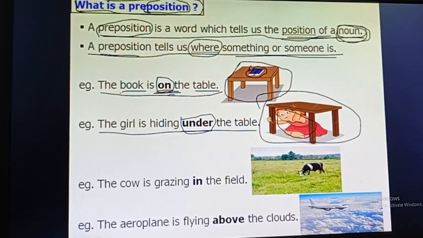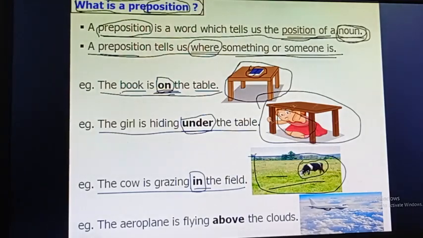The cow is grazing in the field. All right, the cow is grazing in the field. Where is the cow grazing? The cow is grazing in the field. This is the field, and this is the cow, and the cow is grazing in the field.